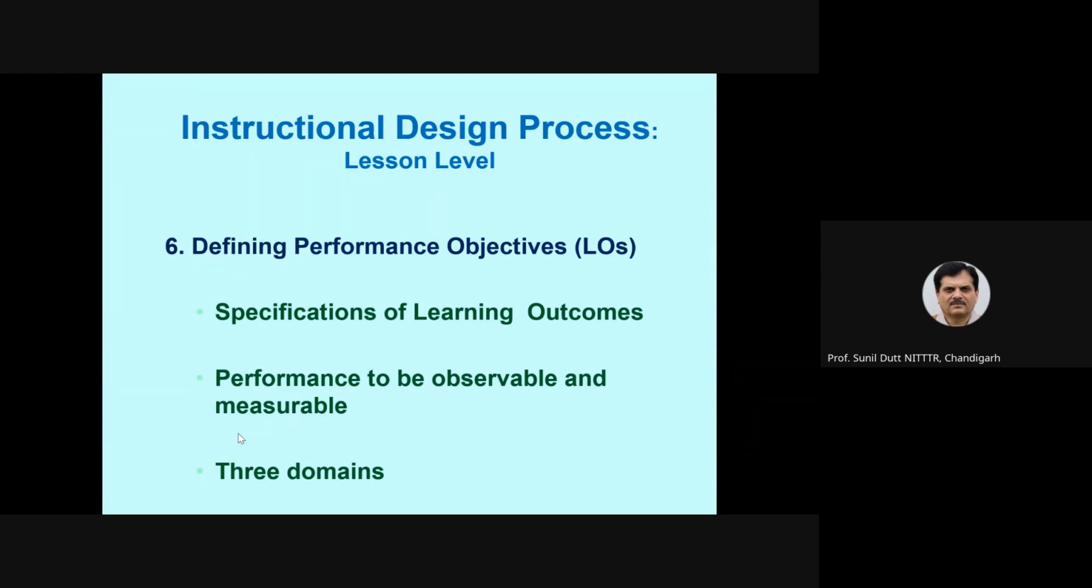So defining performance objective or learning outcome makes it essential to convey the purpose of instruction. Okay. So the performance needs to be observable and measurable. For example, you need to write an objective like define force. That is, after the topic is over, my student will be able to define force. And now you can measure this outcome by asking the question, define force.